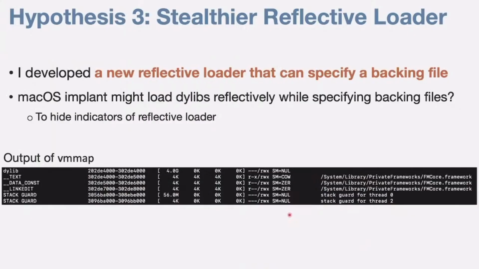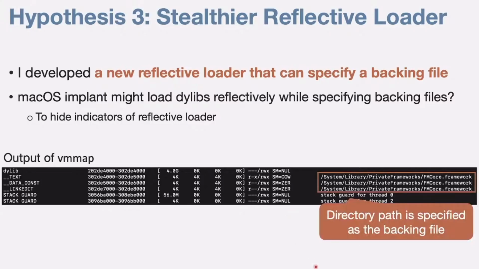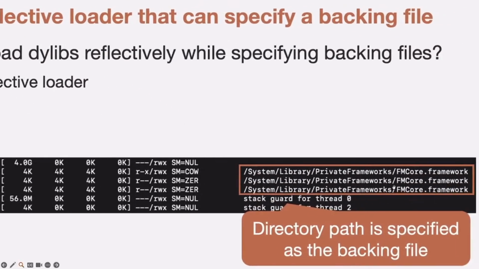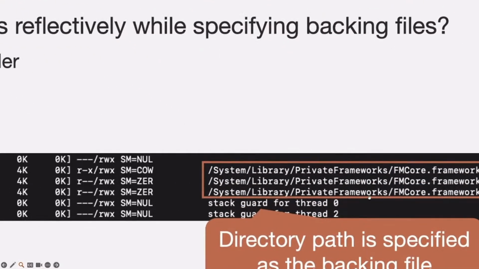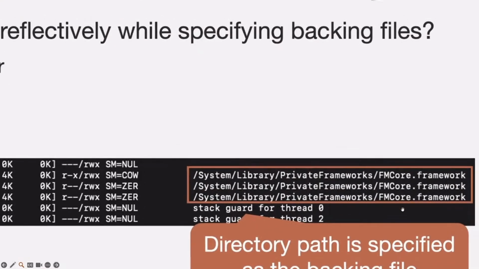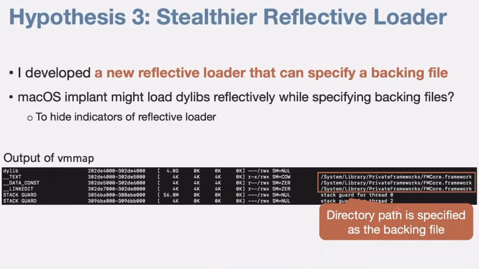So to test this, I implemented a new reflective loader based on Patrick's research. Using it, I was able to specify a directory as a backing file. Here's an example. As we can see in the output of vmmap, the directory path named FMCore Framework is shown as a backing file. So this suggests that the macOS implant may have done something similar. It used a custom reflective loader that assigns a fake backing file to blend in.